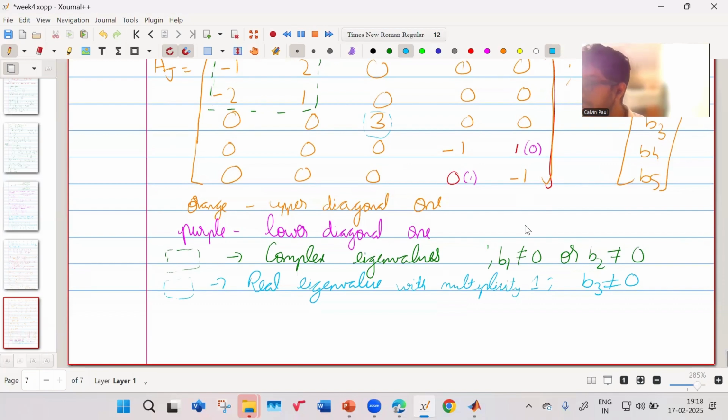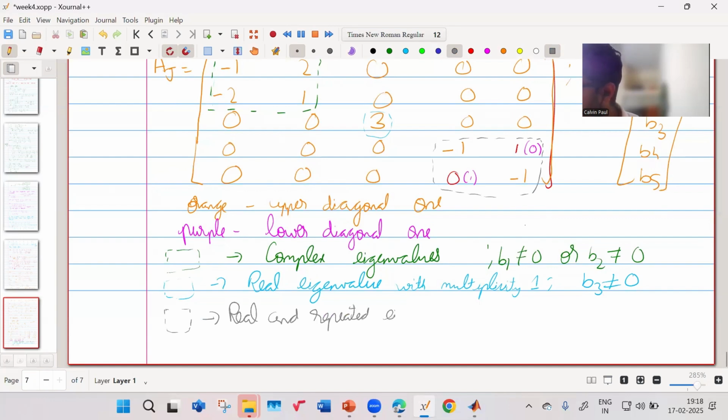Now for the challenging and fun one. This is the one which becomes interesting. This is the subsystem which we want to consider. This subsystem has real and repeated eigenvalues, right? And in this, there are two cases.